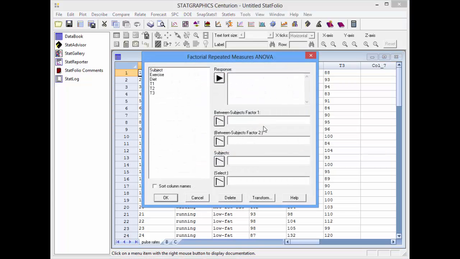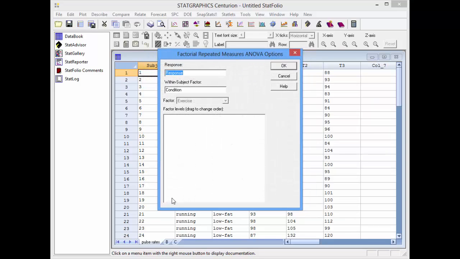When I push OK, the data input dialog box will appear. There's a field labeled response where I'll put the names of the columns containing the repeated measurements. There are two fields for specifying between subject factors. In this case, exercise is factor 1 and diet is factor 2. Finally, I need to indicate which column contains the subject numbers.